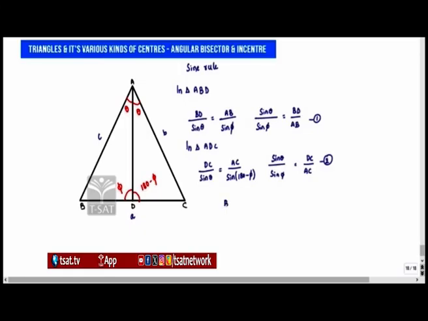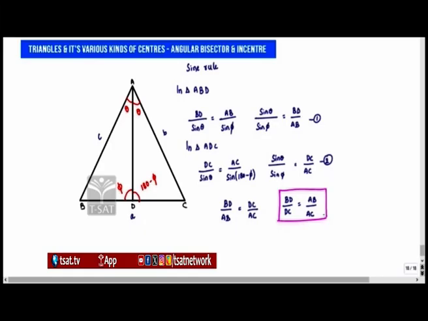From equation number 1 and equation number 2, I can say BD by AB is equal to DC by AC. From this I can say BD is to DC is equal to AB is to AC. This is a very important property of an angular bisector.